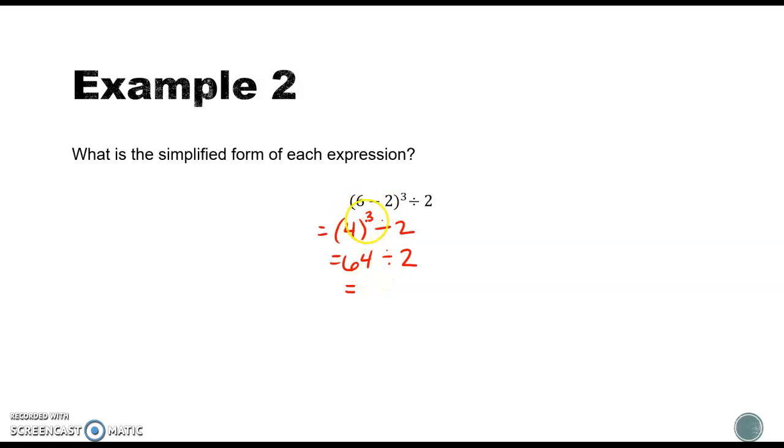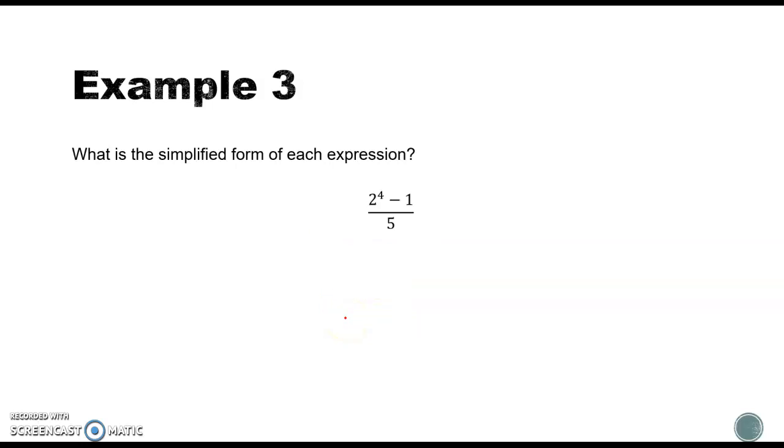So we've already evaluated our exponent. So now we look for the multiplication and division from left to right. We only have the division, so we divide. 64 divided by 2 is 32. There are no more operations, and so then that's our answer. And so that's how order of operations works. We found our grouping symbols, we went to our exponents, and then we did our division.